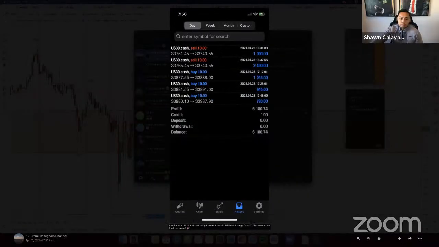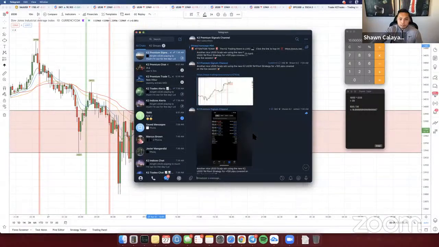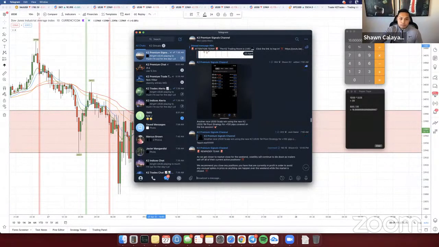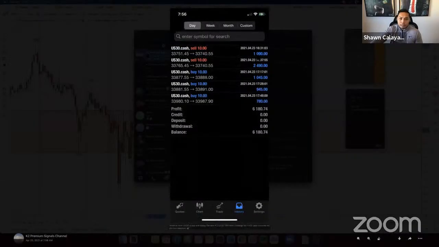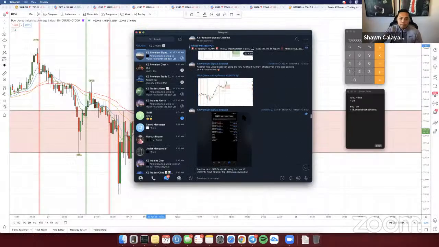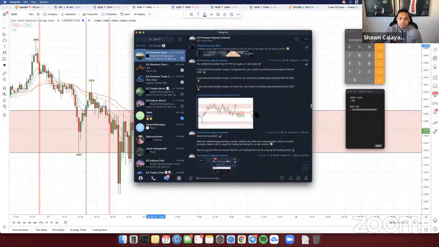Look at all my profits here. 6,000 for that day. This was on the 23rd of last week, Friday or Thursday, I think. I locked in 6,000 that day because I'm very careful with my trades. I like to make sure that I win almost every trade because I don't like to lose trades at all.